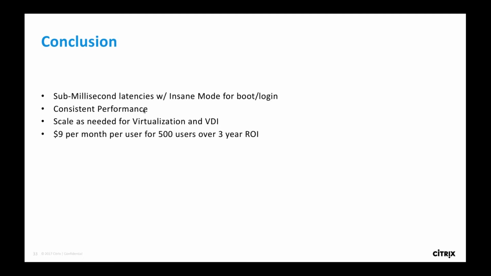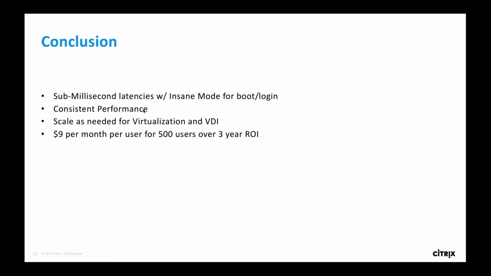We're getting sub-millisecond latency on storage access on local flash on the host. We see consistent performance throughout scalability from one to many hosts through host isolation. We can scale as we need, so if you need another 100 or another 200 users, just add another host or two to the cluster and scale out the compute load.